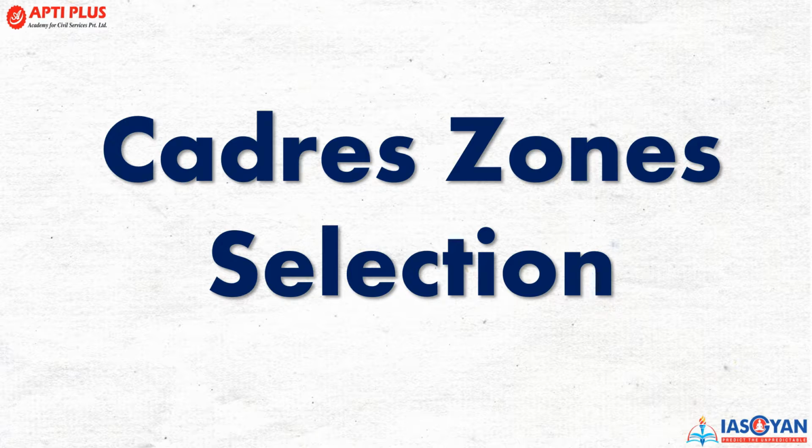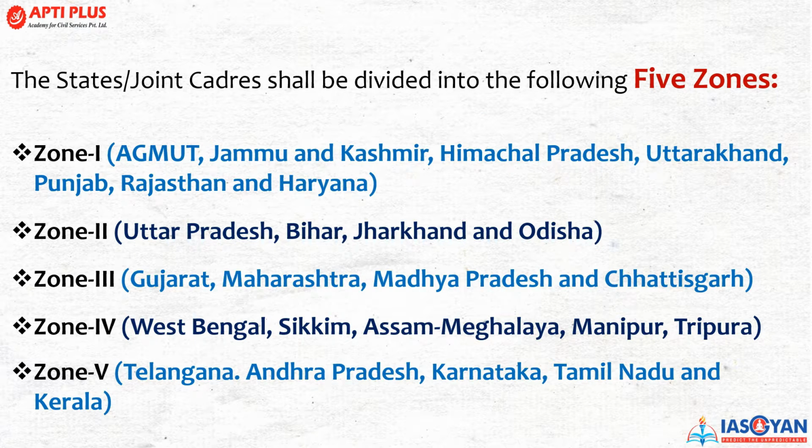Now, the other most important thing for a candidate who is filling DAF 2 is the cadre zone selection. It's very important that you take the utmost caution when you select the cadre. So there are 5 zones basically, decided by the DOPT. So the states' joint cadre shall be divided into 5 zones. Zone 1 comprises AGMUT, also known as the AGMUT cadre. This is supplemented and the newly added are Jammu and Kashmir, Himachal Pradesh, Uttarakhand, Punjab, Rajasthan and Haryana.